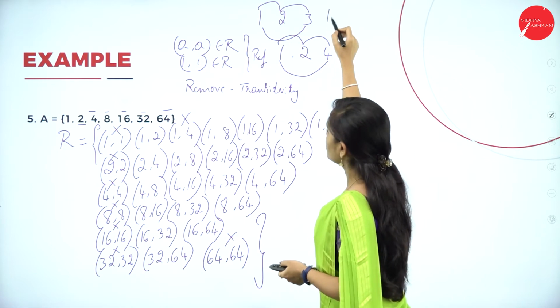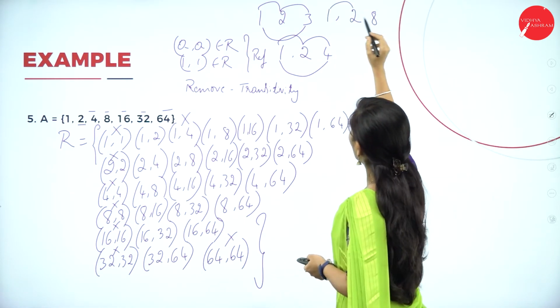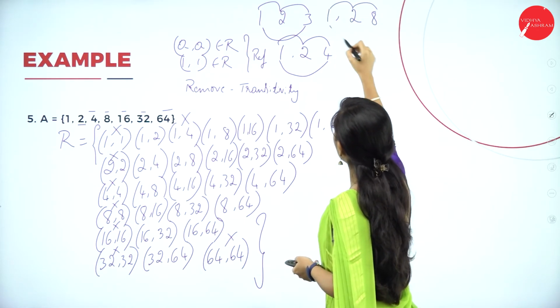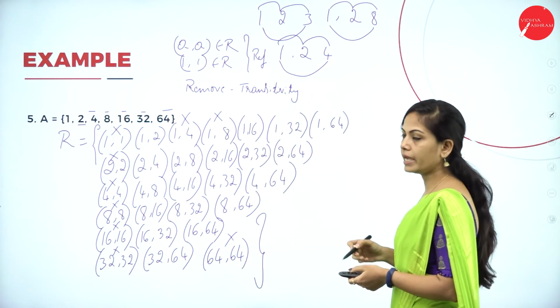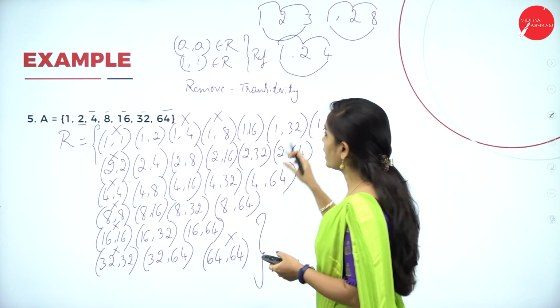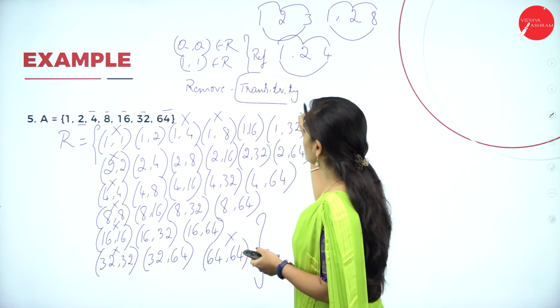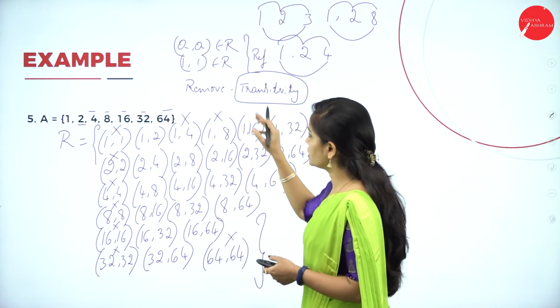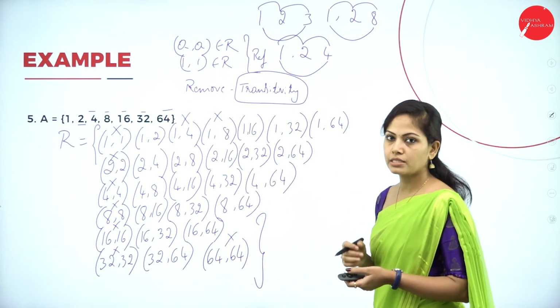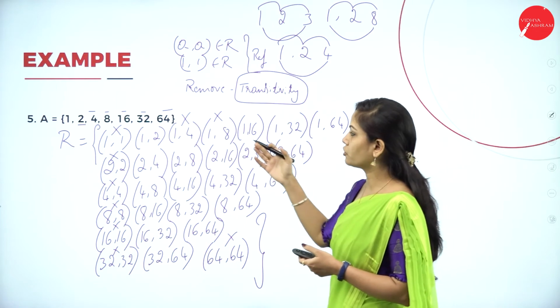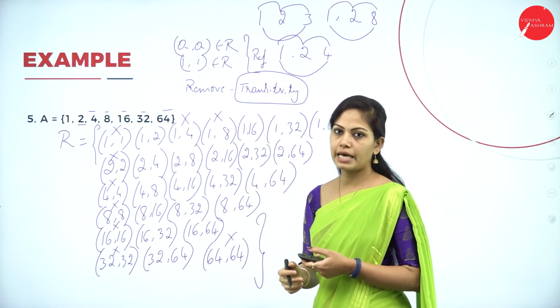And again 1, 2, 8. 1 is related to 2, 2 is related to 8, 1 is also related to 8. So I can delete this (1, 8). Using this method, you can delete the transitivity. So this is your next procedure. First, you have to remove the self loop, and the next step is remove all the transitivity. Then in the next step, you can draw a Hasse diagram.